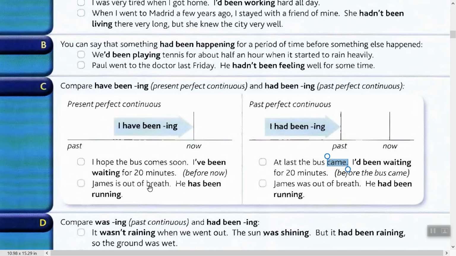James is out of breath. This is out of breath. When you say you are out of breath now, for example, someone runs and comes next to you, stops and pants. He's out of breath, or she's out of breath. So what does he say? He has been running. He has been running. You see? Continuation.